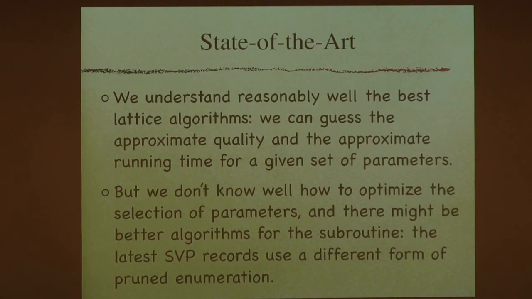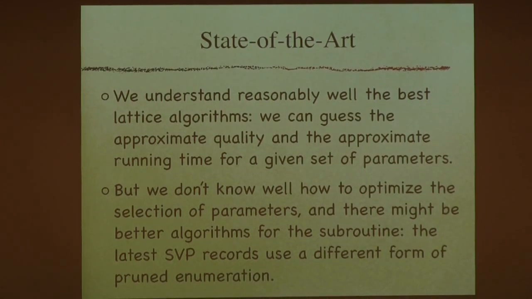However, what we don't know is how to optimize this selection of parameters. People used to do an exhaustive search on the parameters, but there's just too many of them. So we don't really know what's going on. And the other thing that we realize is that there is a big gap between the lower bound and the upper bound. So even if we restrict to a particular kind of algorithms, we know there could be progress.